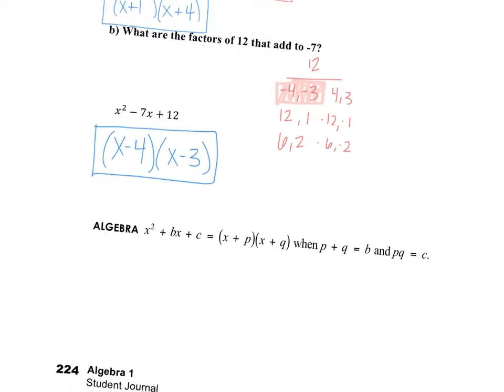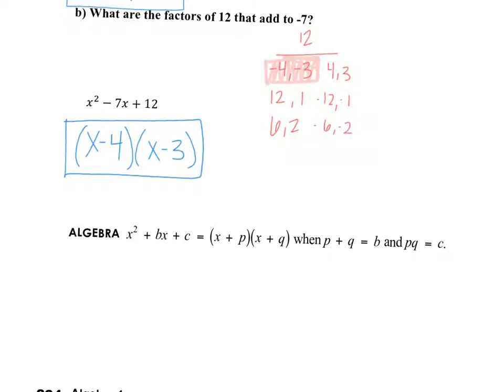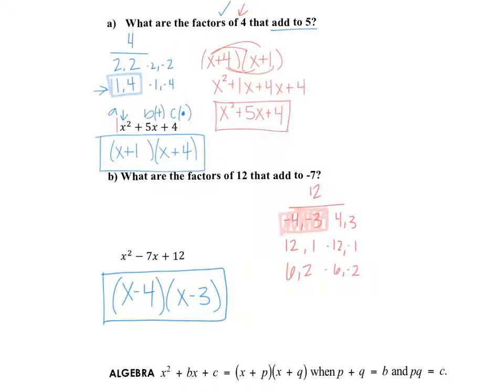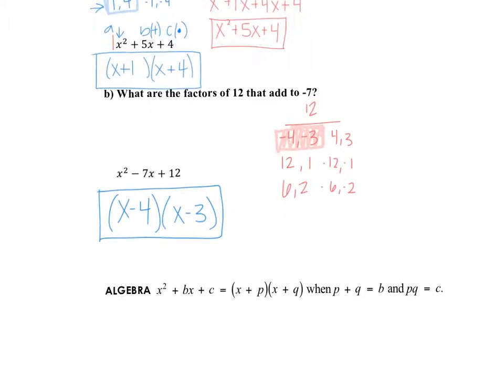So this little algebra piece at the bottom already tells you what we've been talking about, where we add with our b and multiply with our c. Okay, so we can just move down to the next one.